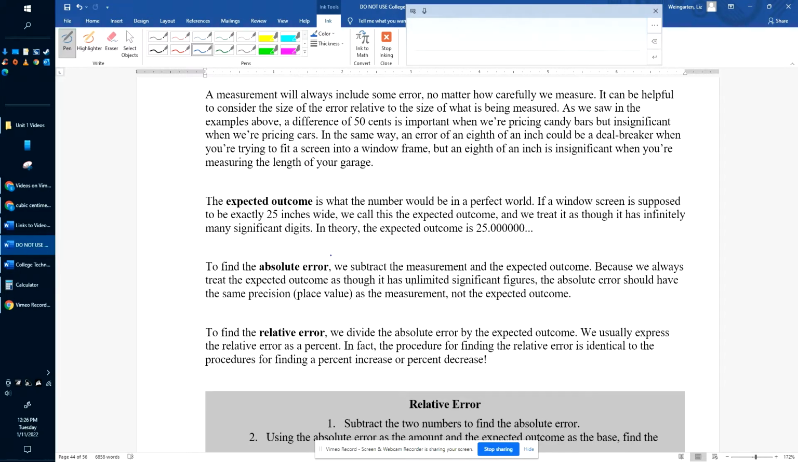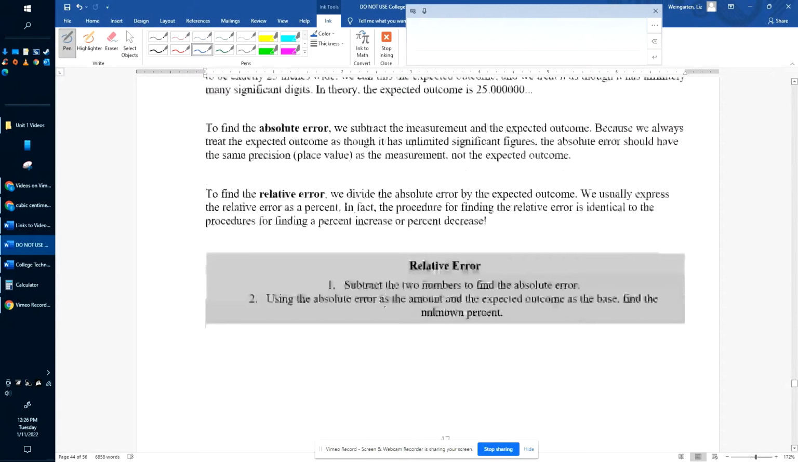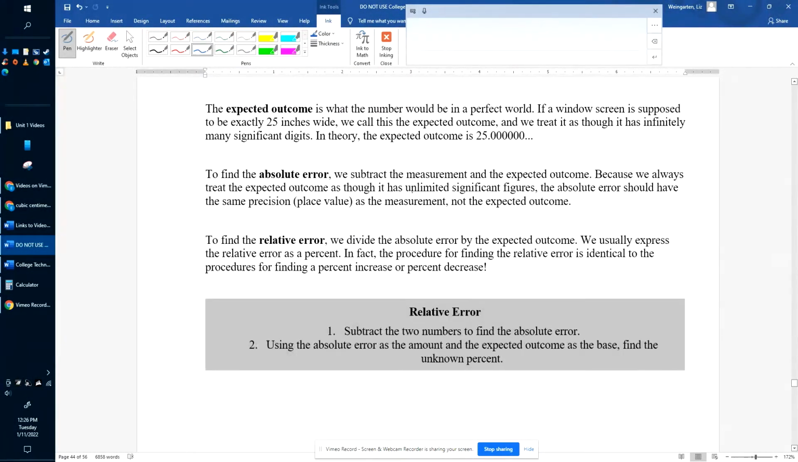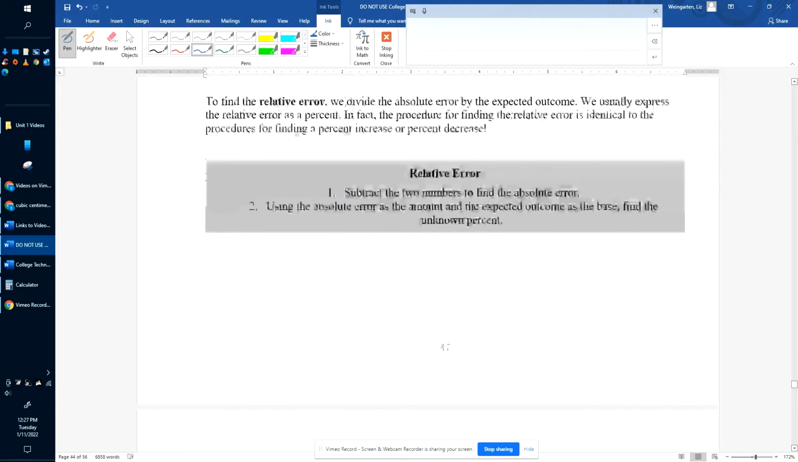So we'd already talked about percent difference in the last 2 sections. So now we are talking about the relative error, the percent error. That's going to be a percentage. So we're going to subtract the 2 numbers. We're going to subtract the expected outcome from the actual outcome. That's going to be our absolute error. We're going to take our absolute error and divide it by our expected outcome to find our relative error.